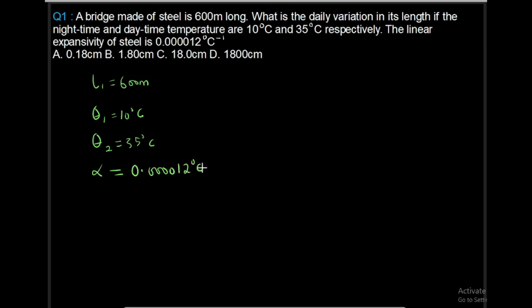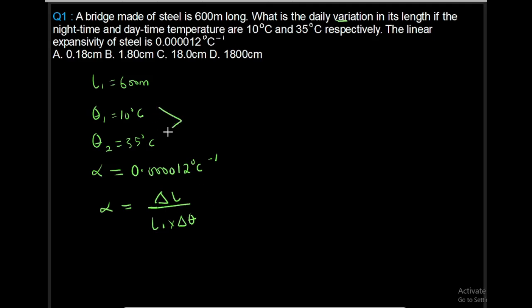They take the linear expansivity of steel to be 0.00012 per degree Celsius. So now we go straight to our equation for linear expansivity, which is alpha equals, what are we looking for? The daily variation, that's the change in length. So we have delta L, don't forget, all over L1, times delta theta. That's the change in temperature.